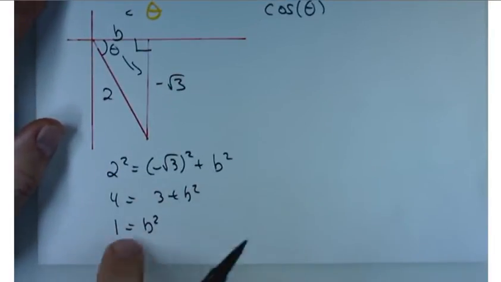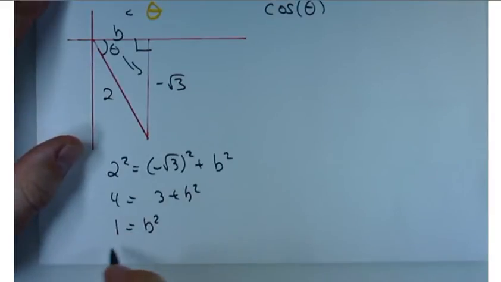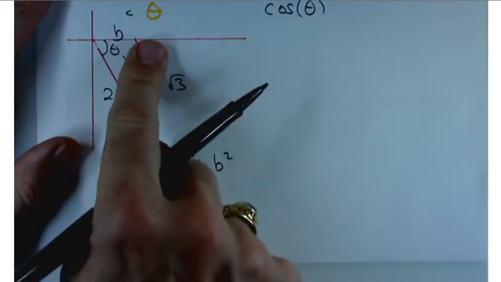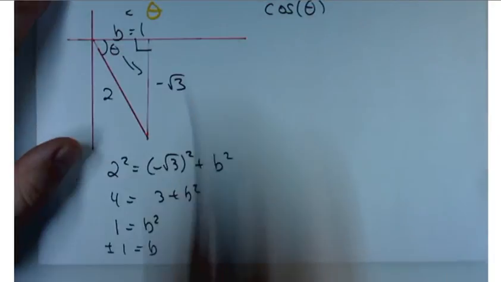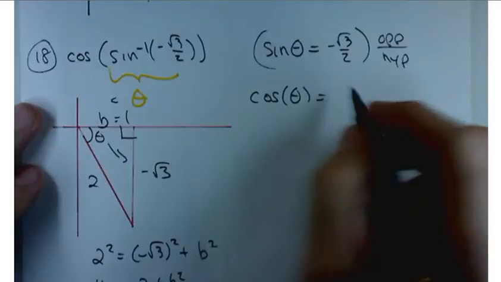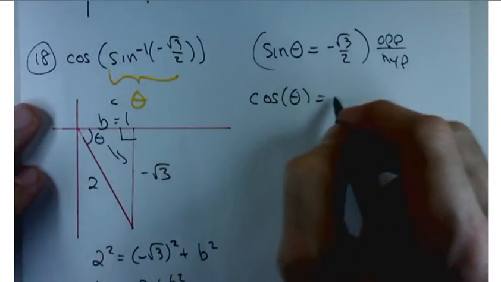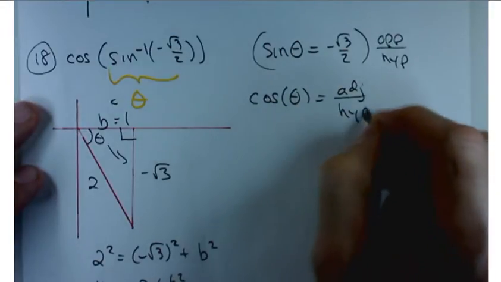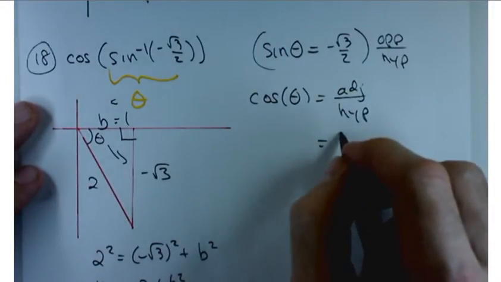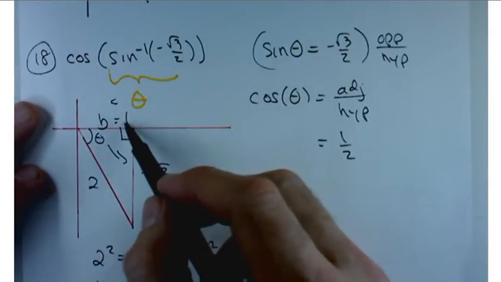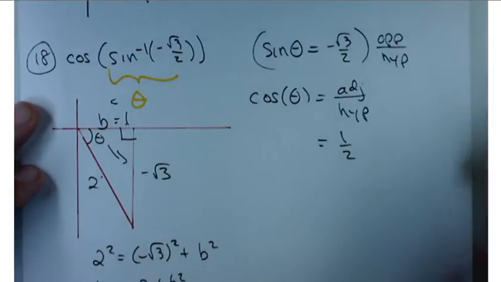What does b equal? 1. It's plus or minus 1, but because we're in the fourth quadrant, the x direction, this side is going to be positive, so b equals 1. Now let's look at the cosine. The cosine of this angle, well, cosine is the adjacent side over the hypotenuse. This would be your adjacent side. That's your hypotenuse. You should get a 1/2.